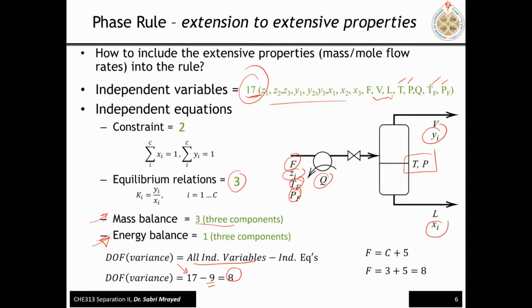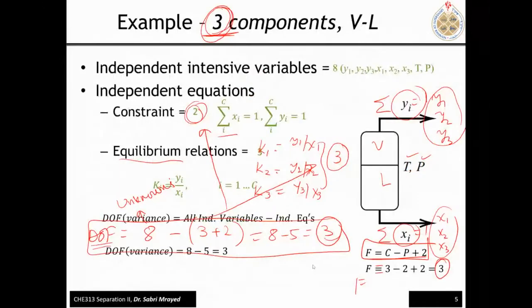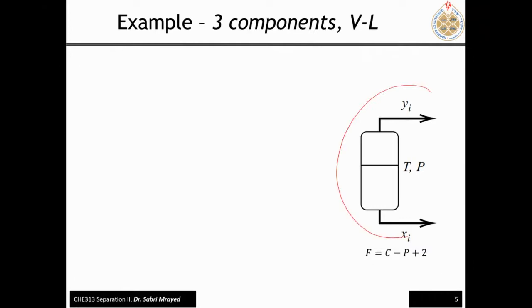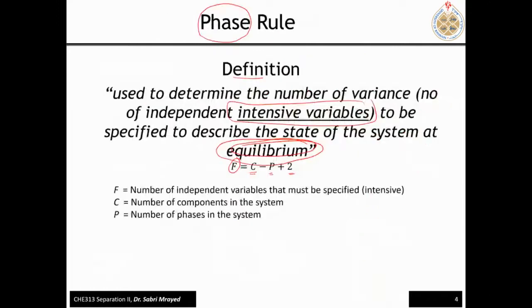Nuran, Wissam, she's asking how we got F is equal to C plus 5. This is, you know, when we have this equation here. The phase rule is defined as F equals C minus P plus 2 when we have two phases at equilibrium and when we have only intensive properties.